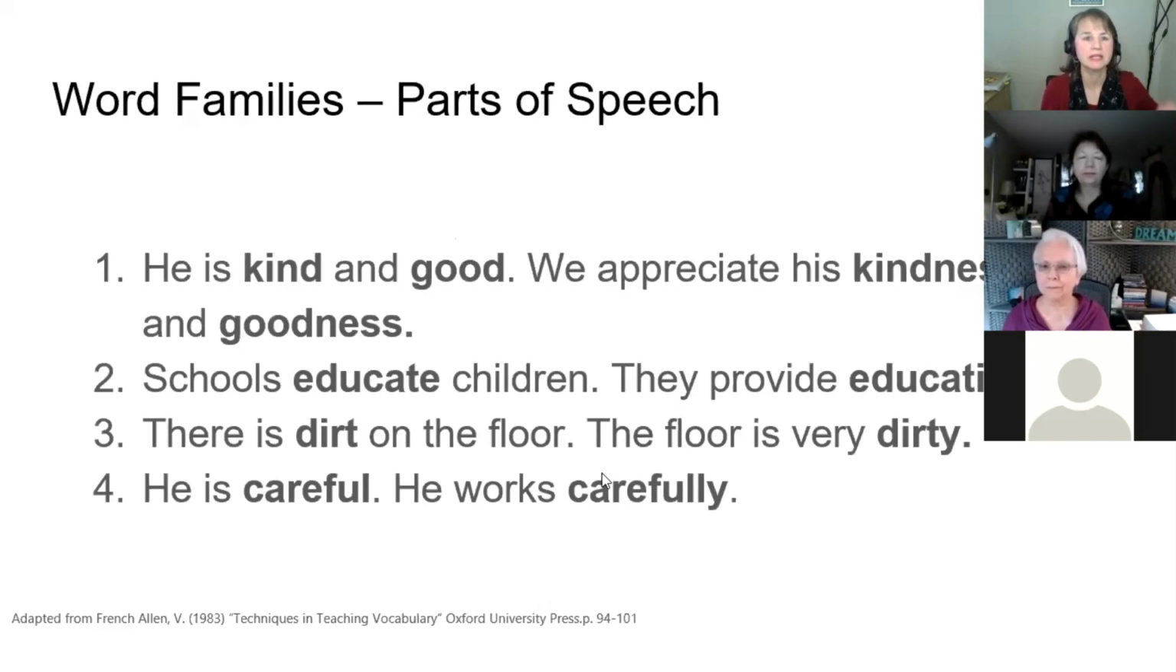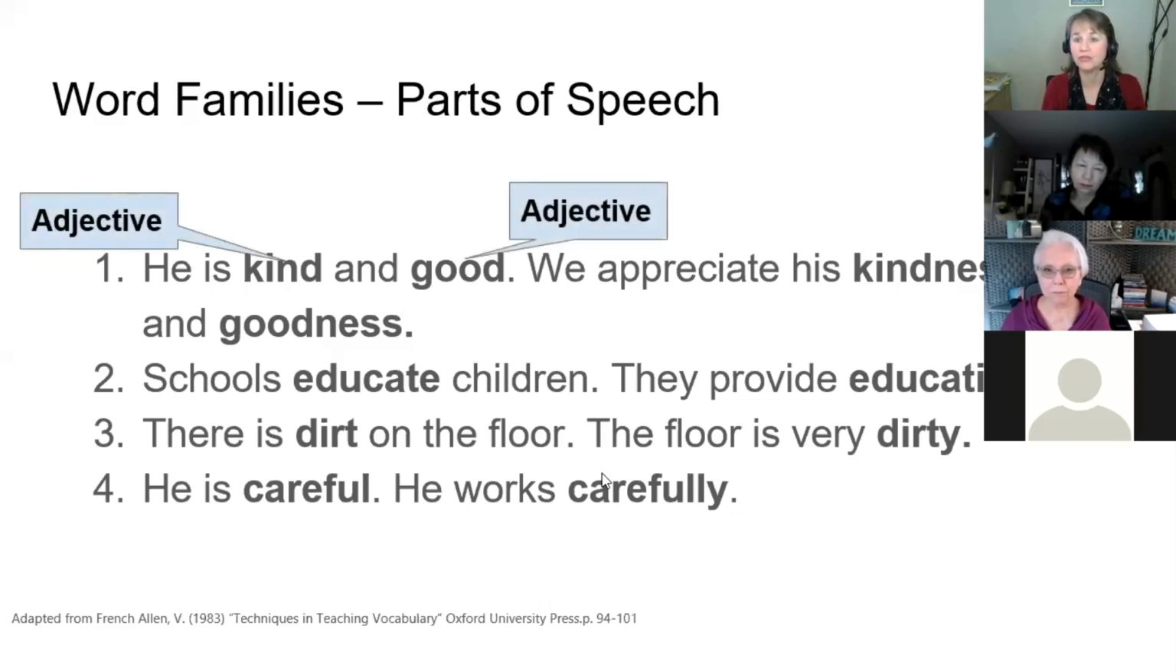All right, let's take a look at this. So we're looking at parts of speech. These words are very related. You see kind and kindness, good and goodness. Kind is your adjective, good is an adjective, but then their noun forms. Kindness is the noun form. So you'll see that putting the ness at the end makes the adjective a noun now. So it makes it an idea or thing.